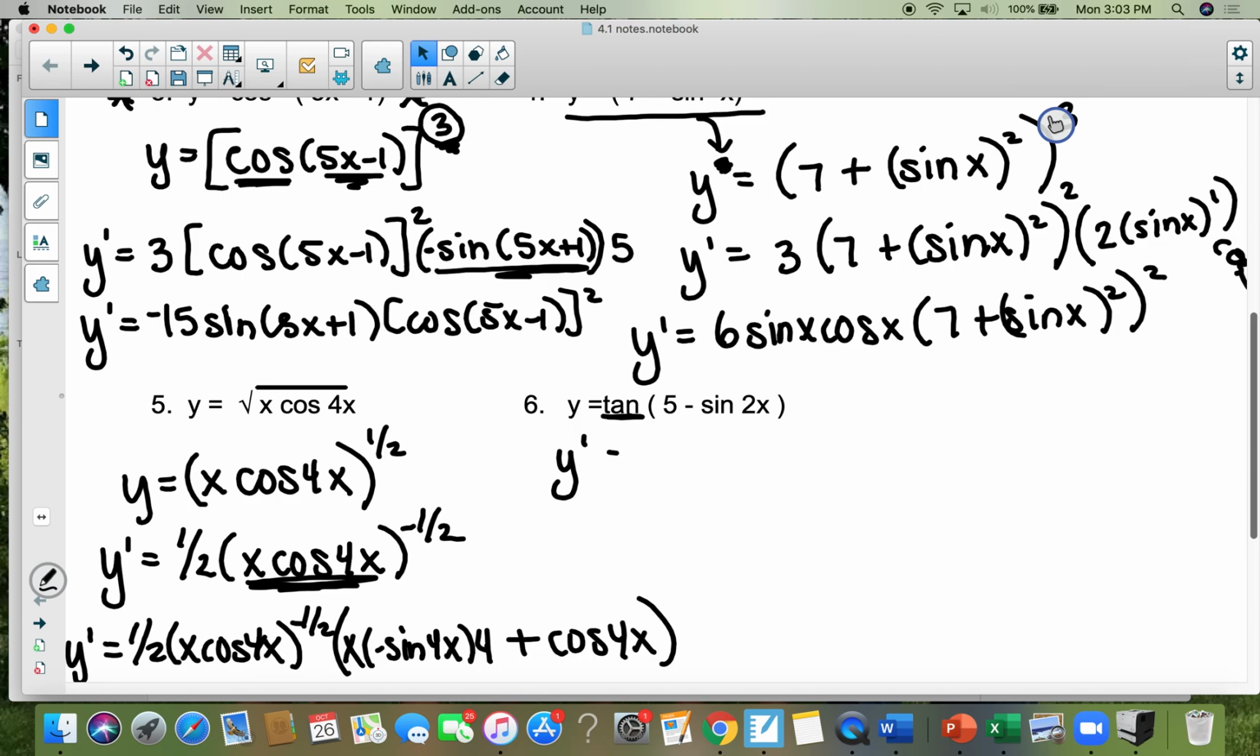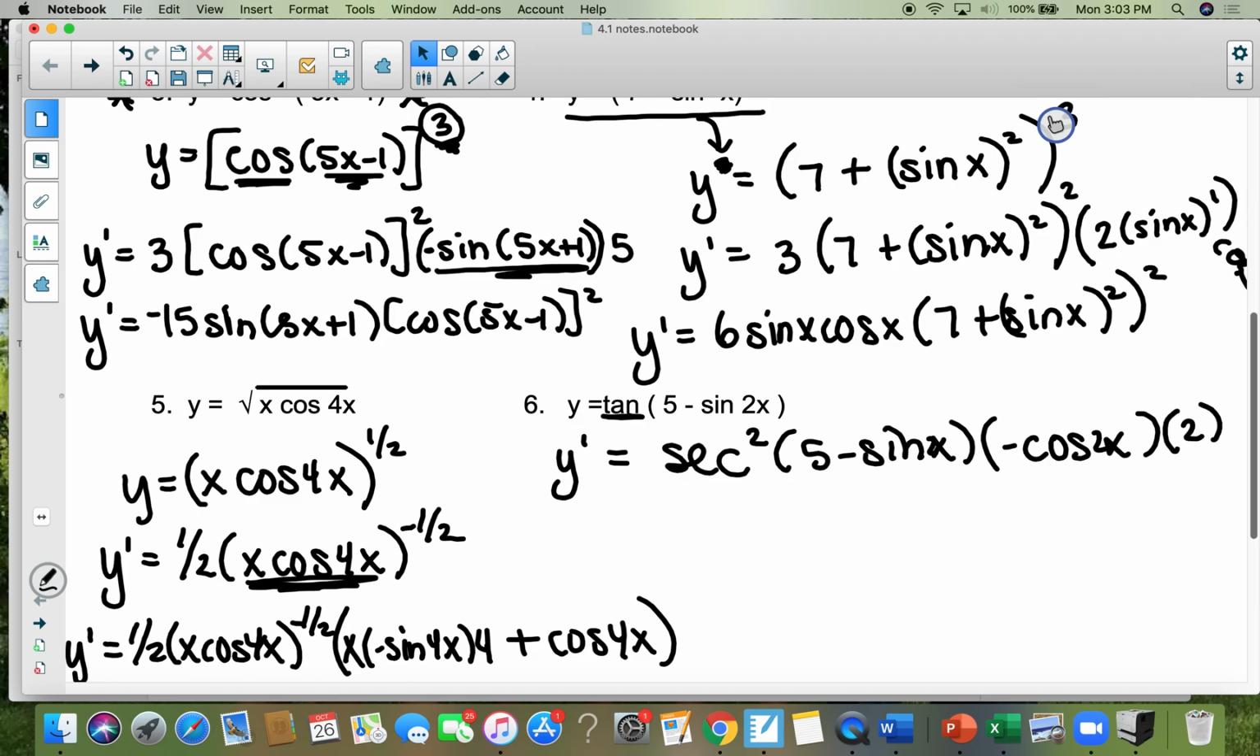So y prime equals the derivative of tangent is secant squared, leave the inside alone, and then take the derivative of the inside. The derivative of 5 is 0. The derivative of sine is a negative cosine of x. And then you also have to take the derivative, oh, I forgot the 2, sorry. That's a 2, that's a 2, and then you have to take the derivative of 2x, which is 2. So your final answer is y prime equals a negative 2 cosine of 2x times the secant squared of 5 minus the sine of 2x.